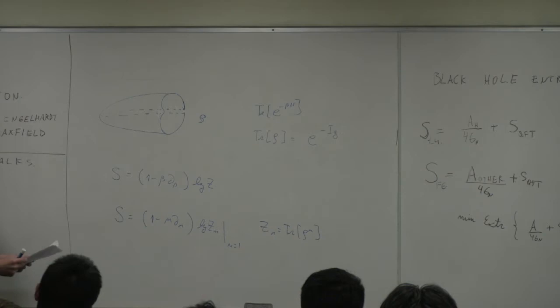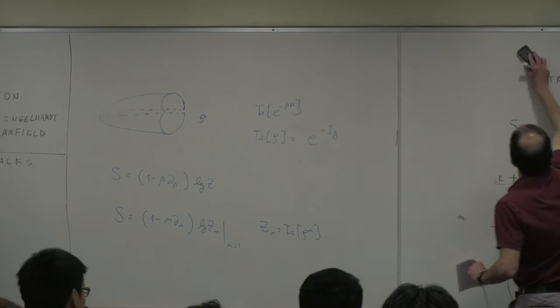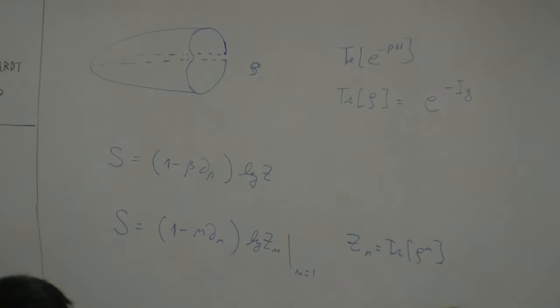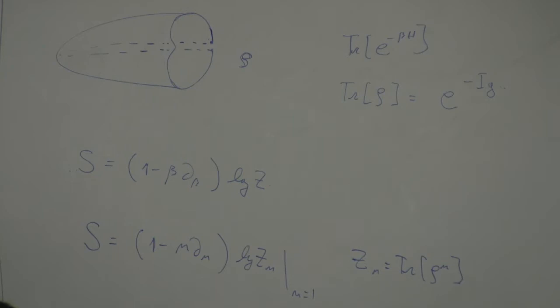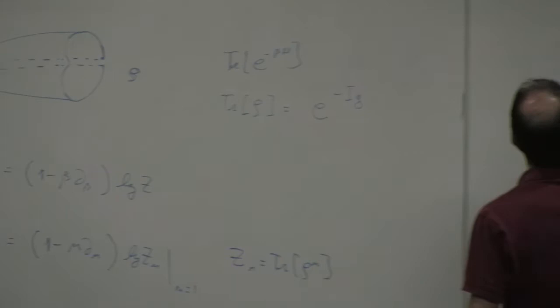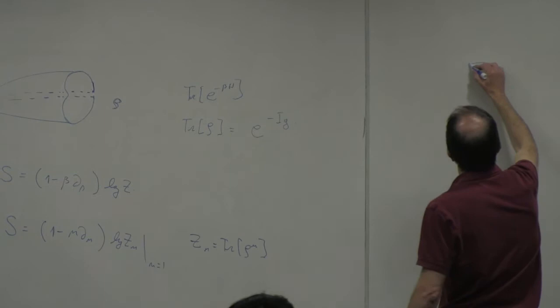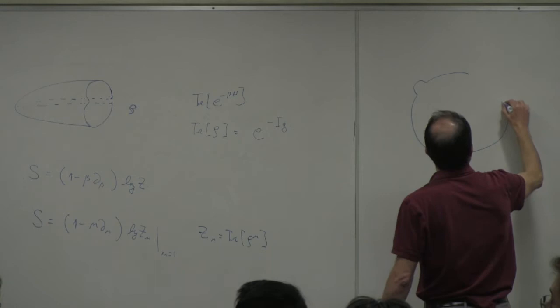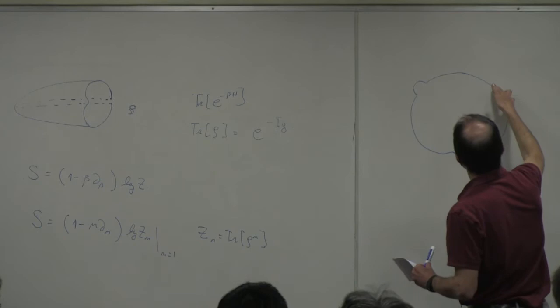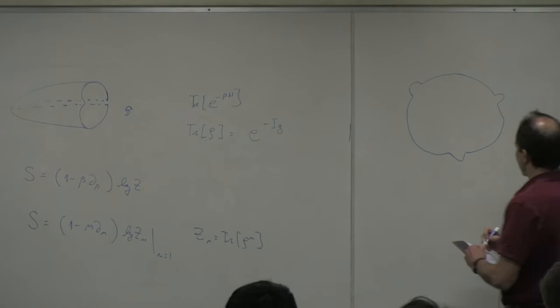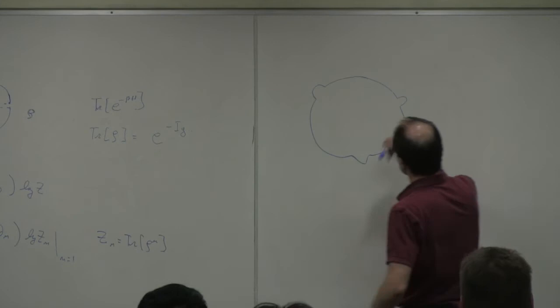Now, the nice thing is that the computation of trace of rho to the n, if n is an integer, reduces to a simple geometric computation where the boundary loop here is completely closed, but will consist of a situation where we have a bunch of little wiggles. So here we have boundary conditions which are invariant under Z_n. This doesn't look invariant, but you can make it invariant in your mind by applying the appropriate conformal transformation. So there is a Z_n symmetry.